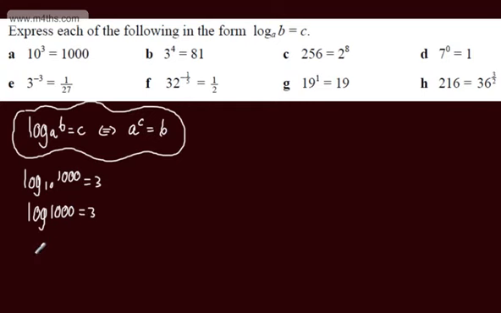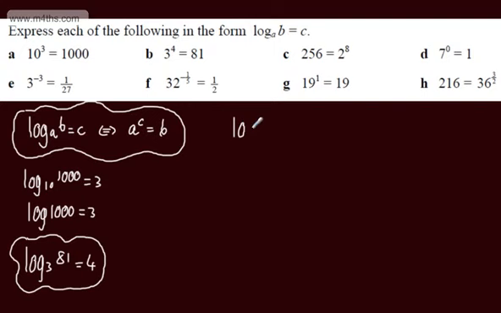3 to the power of 4 is 81, so we can say log to the base 3 of 81 is equal to 4. If you like, you can just jam that power there. 3 to the 4 is 81, so log to the base 3 of 81 is equal to 4. If you want to let this form guide you, you can now just look at the values and sub them in. This one right here, we can say log to the base 2 of 256 is equal to 8. 8 is the power 2 is raised by to get 256.